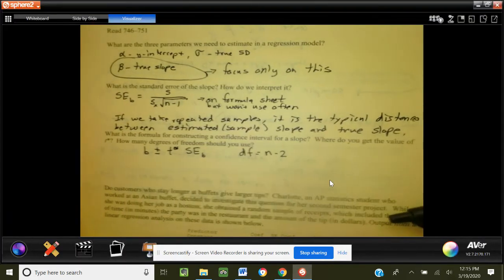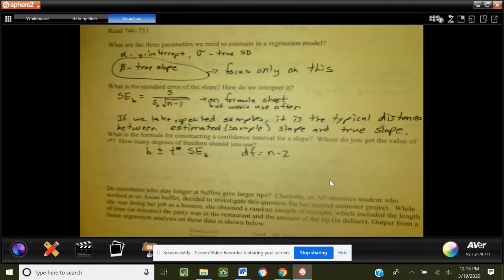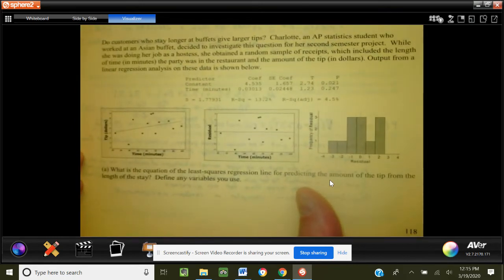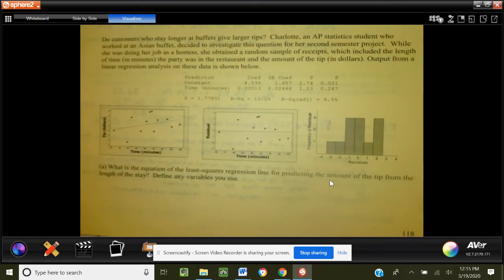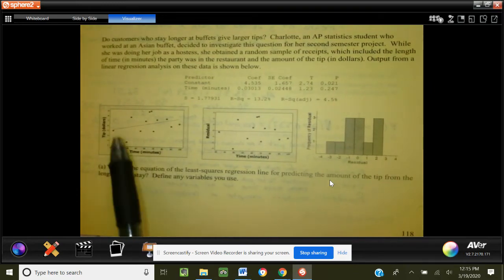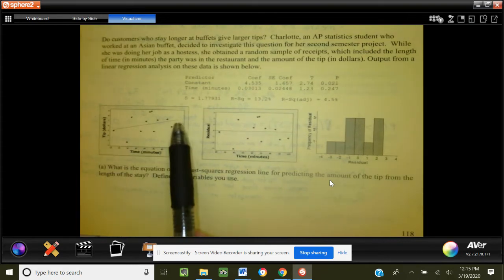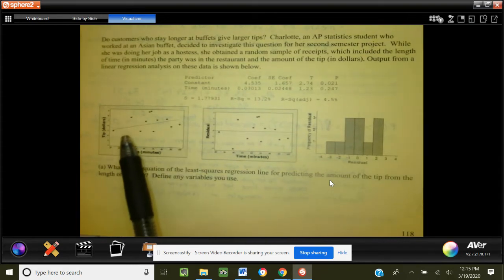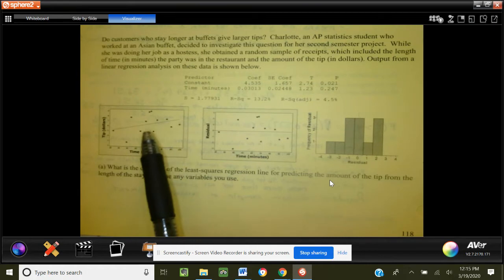So if we go to the example in the notes, this one is looking at the relationship between how long people stay at an Asian buffet and how much they tip. So you can see the scatter plot here. Here's time at the buffet. Here's the tip amount. So it looks like, yeah, potentially a linear model here. The line of best fit's drawn in there. Doesn't look real strong, right? Looks like the points are pretty scattered there.